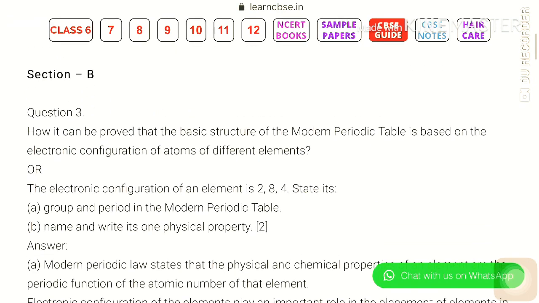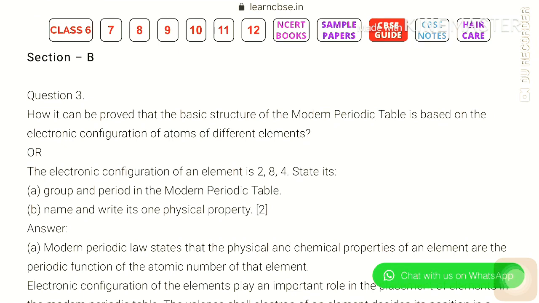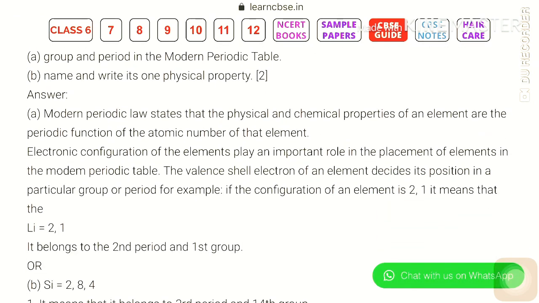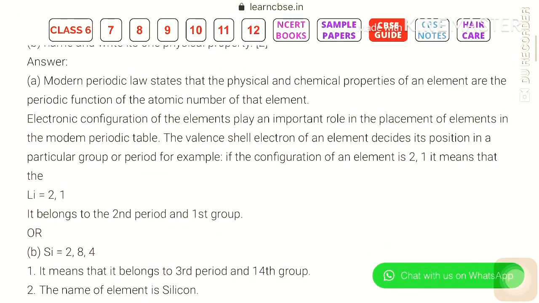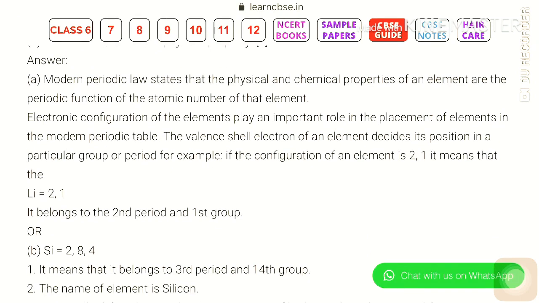so it is considered a very excellent fuel. In section B, question number 3, how can it be proved that the basic structure of the modern periodic table is based on the electronic configuration of atoms of different elements? For this you have to be thorough with the modern periodic table, and you can distinguish between the classic periodic table and the modern periodic table. Modern periodic law states that the physical and chemical properties of an element are a periodic function of the atomic number.